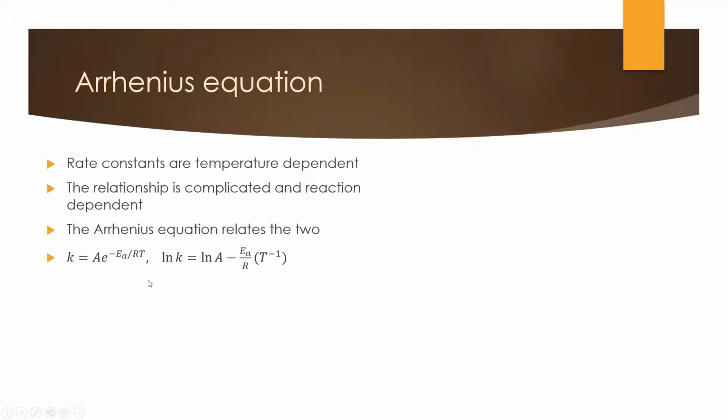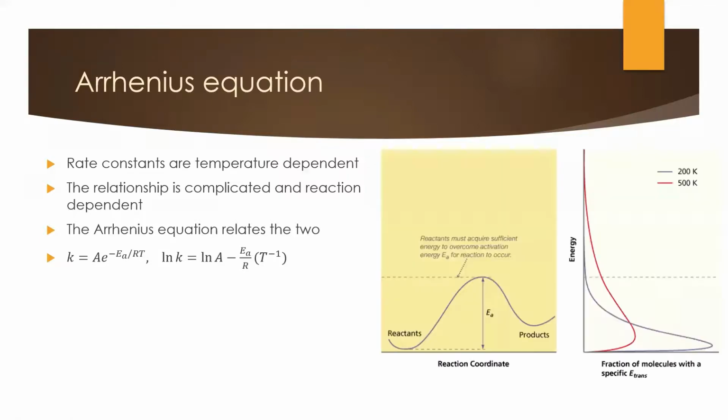So the more energy we give a molecule, the higher the temperature, the more likely it is to overcome the activation barrier. Now, this is exactly what we would expect based on our kinetic theory of gas model. If we have a situation like this where the reactants need to overcome a certain activation energy to make products, the higher the temperature, the more likely we are to have molecules at high speeds.